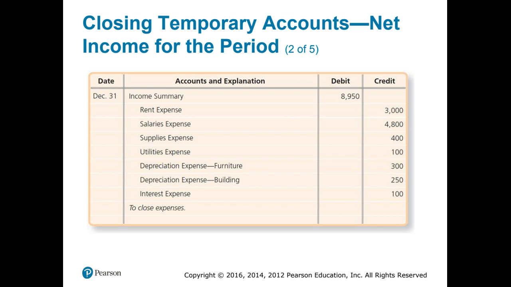So we're just going to add these up. What's 3,000 plus 4,800 plus 400? We're going to add all of these up. That's going to give us the total amount that we need to debit our income summary for. And so now we know we're debiting our income summary for $8,950. And then we're going to make a note. This is to close our expenses.